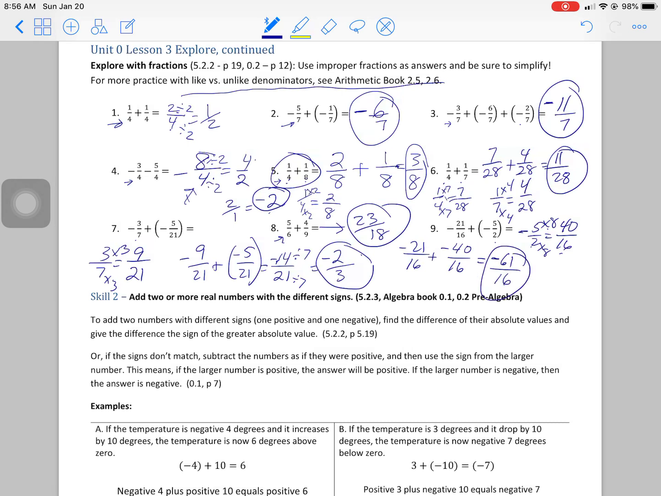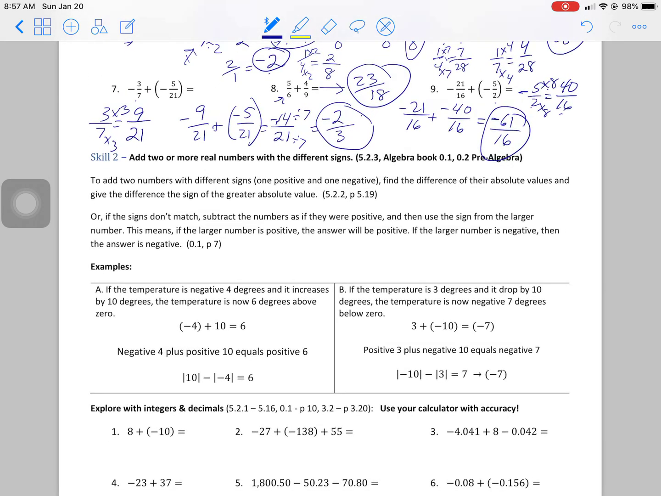61 is a prime number. It's not even. It adds up to a 7. It's not divisible by 3 or anything else. If you want to check for like 7s, 11s, 13s, put them in your calculator and give them a try. Okay?